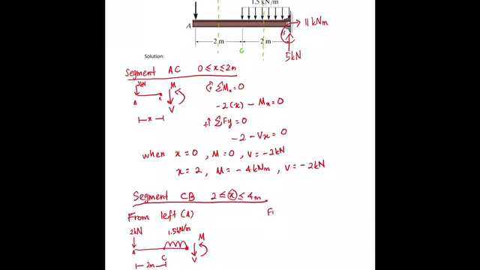But if you take from right, which is from B, then you have this free body diagram. It's up to you which one you want to follow. Either one will be correct. You should get the same answer. If you get a different answer, then please check your calculation.